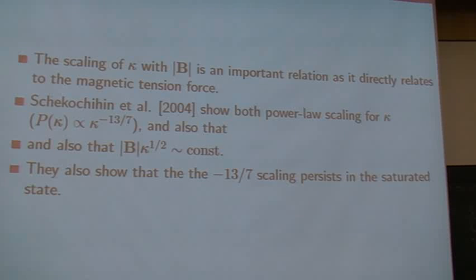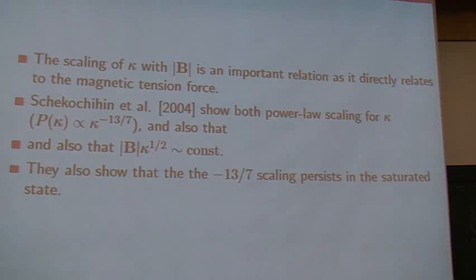So what we look at now is just the scaling of the curvature in our simulations. The first thing is we look at just how curvature itself is distributed. And Schekochihin et al. did this with the induction equation in a spectral code and showed that the probability distribution of kappa, the curvature, scales like kappa to the minus 13 over 7. I think we derived this analytically and showed it in their code. We also showed that in the kinematic regime we get this scaling.